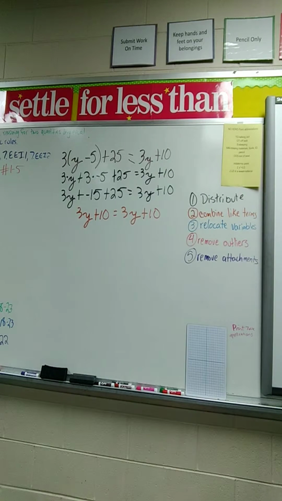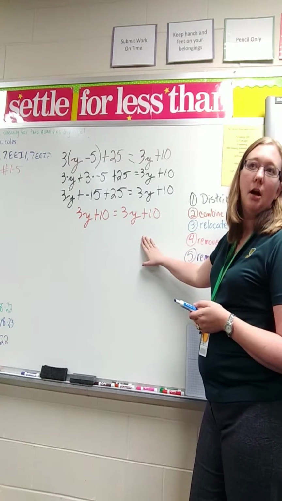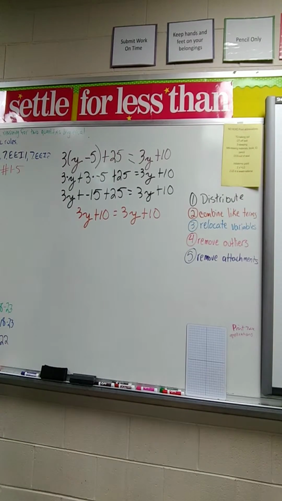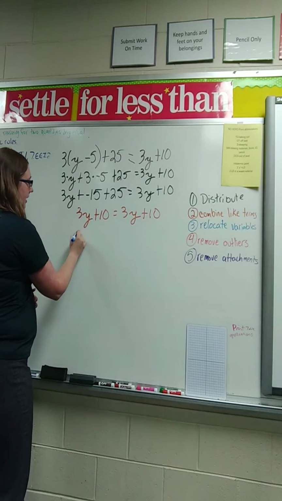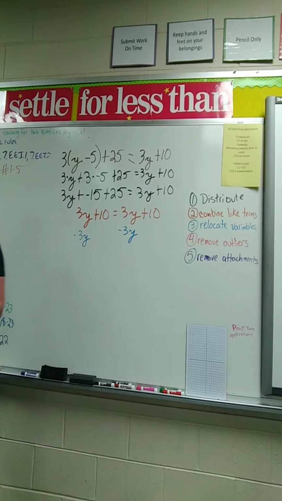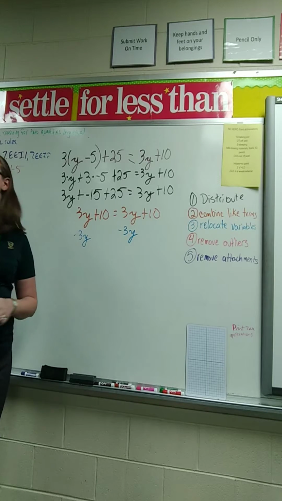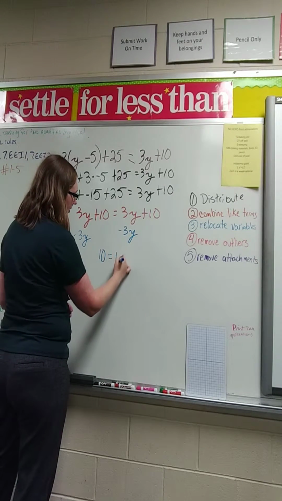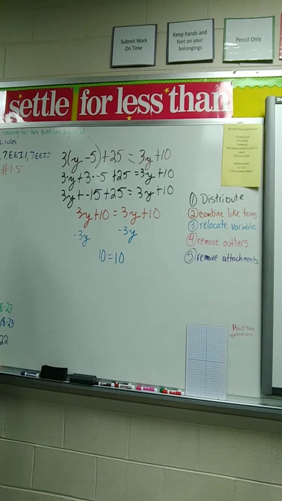Because they're the same. But to get there, while we might recognize that here, what we actually need to do, we still need to relocate our variables. So minus 3y, minus 3y. Does it matter which side we're technically removing from? No, because they're the same. They're going to get removed on both sides. And we're left with 10 equals 10.